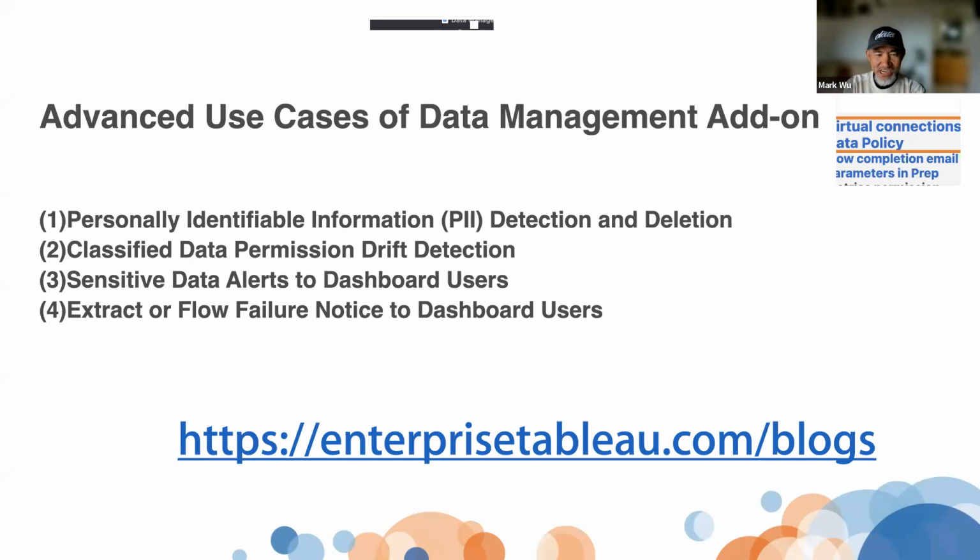The last one is extract flow failure notification. The owners of the data source will always receive failures of their extracts, but the dashboard users are never aware of that. Is there any way we can make a dashboard user be aware? Hey, you're looking at this view, be aware, the most recent extracts failed. Just be aware. All right, I'm going to dive into each of those very quickly.